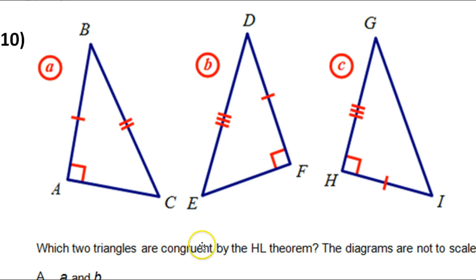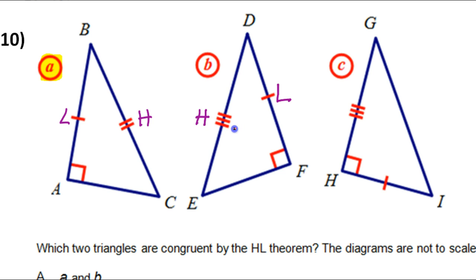Number 10. Which two triangles are congruent by the hypotenuse leg theorem? The drawings are not to scale. Well, they're all right triangles, so we're just looking for which one of these has a hypotenuse and a leg that are shown congruent. Well, this is a hypotenuse and this is a leg. So that means A is good. This is a hypotenuse and this is a leg. So that means B is also hypotenuse leg.